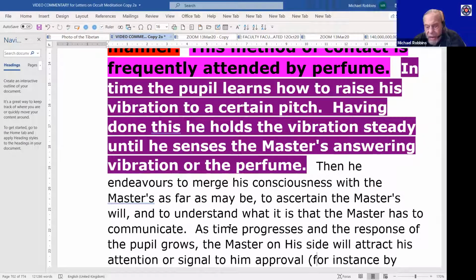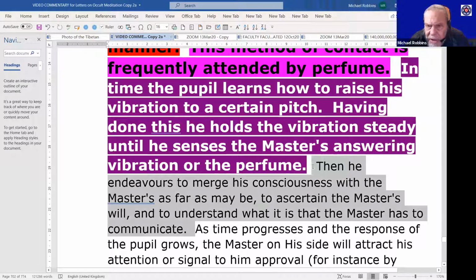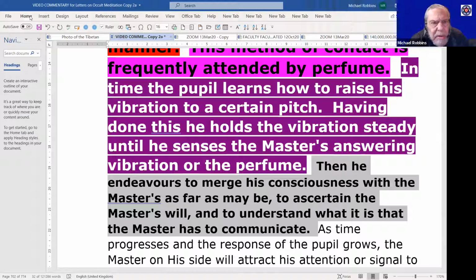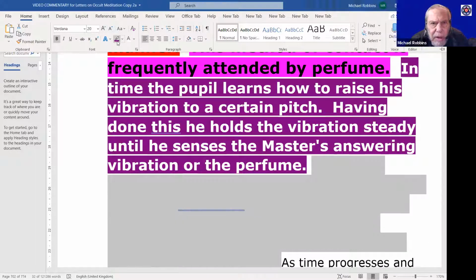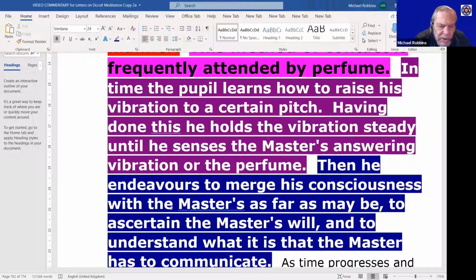Let's say an evocation occurs. And then the student endeavors to merge his consciousness with the master's as far as may be, to ascertain the master's will and to understand what it is that the master has to communicate. So it's not just a question of experiencing the answering response. It is also practical, knowing what has to be done, what has to be carried out.